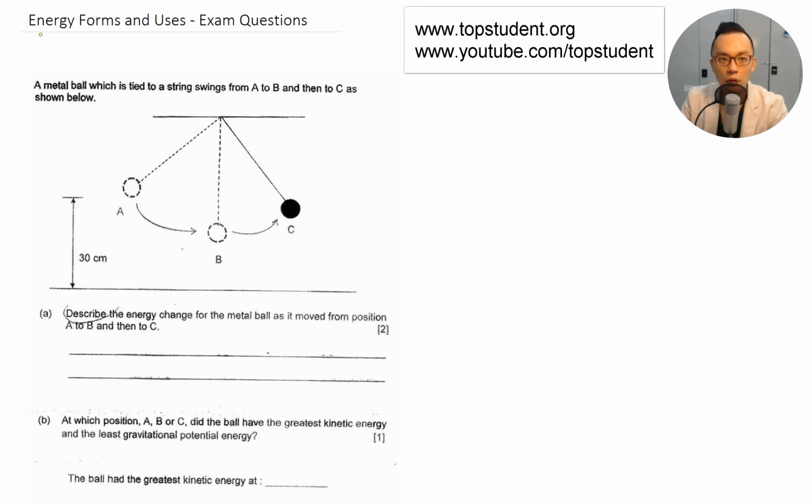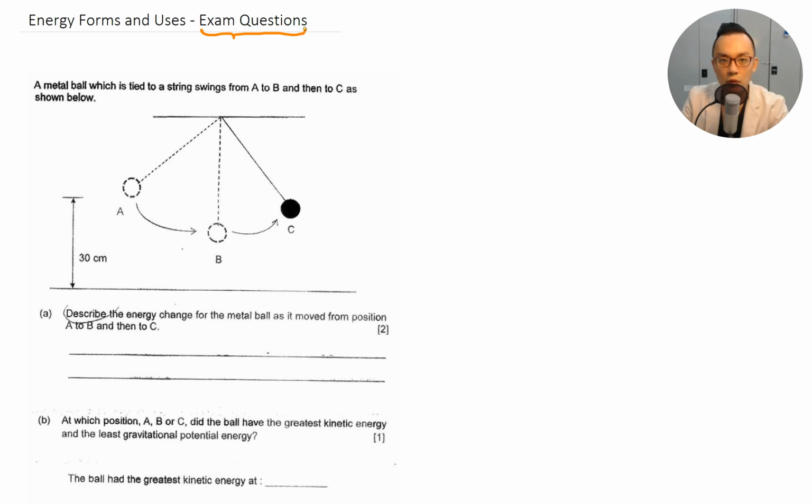In this video, we're going to go through energy forms and uses. We're going to look at some exam questions that have come up previously. So a metal ball which is tied to a string swings from A to B and then to C as shown below. So from A to B and then B to C.